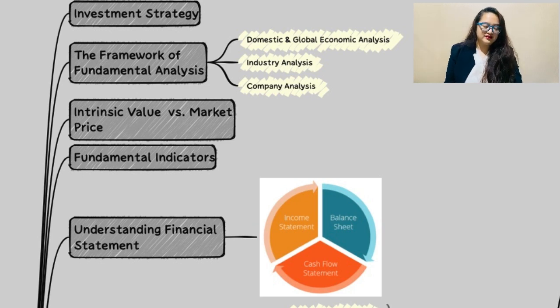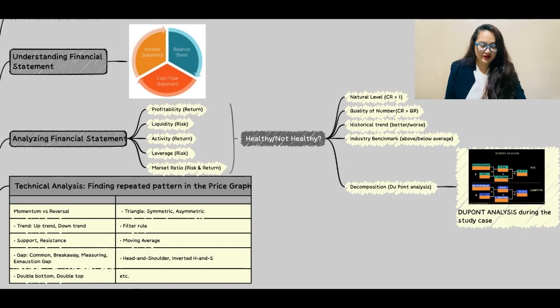Next one is intrinsic value versus market price, followed by fundamental indicators, and then this one is important, understanding financial statements. You need to understand the income statement, balance sheet, and the cash flow statement of the company. After you understand the financial statement, how to analyze it? I put 5 things that you can analyze from the financial statement.